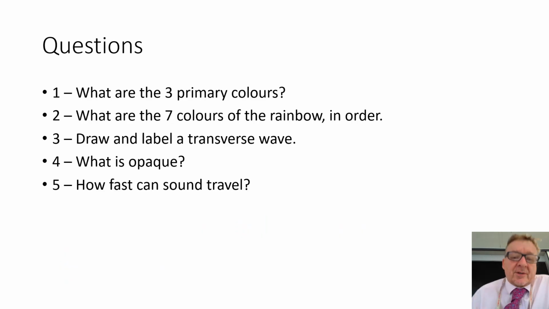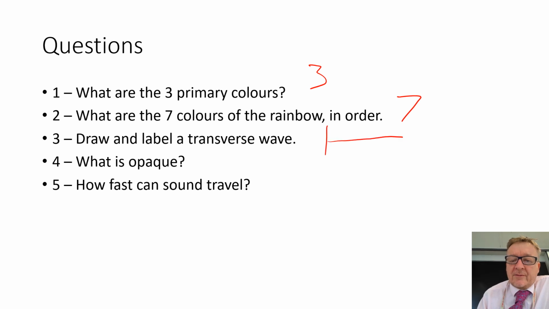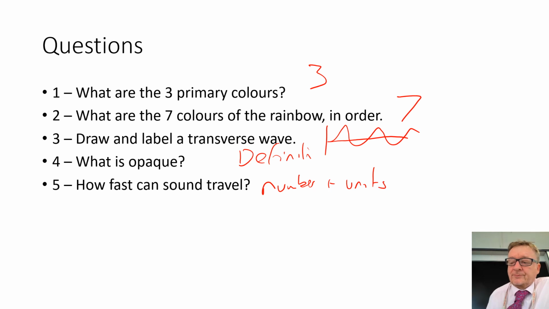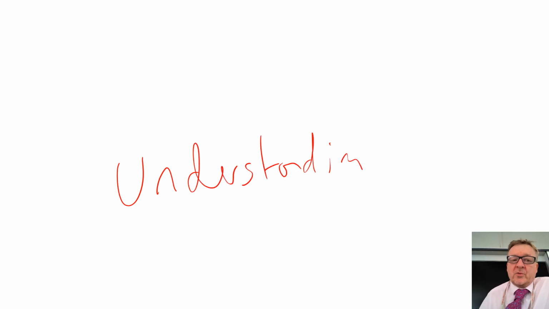Now, your questions. What are the 3 primary colours? 3 answers. What are the 7 colours of the rainbow in order? 7 answers. Draw and label a transverse wave. It's going to look a bit like that, but you're going to do it better. What is opaque? A definition. How fast can sound travel? A number plus units. Now, the idea is that you now have an understanding of the topic all to do with light.